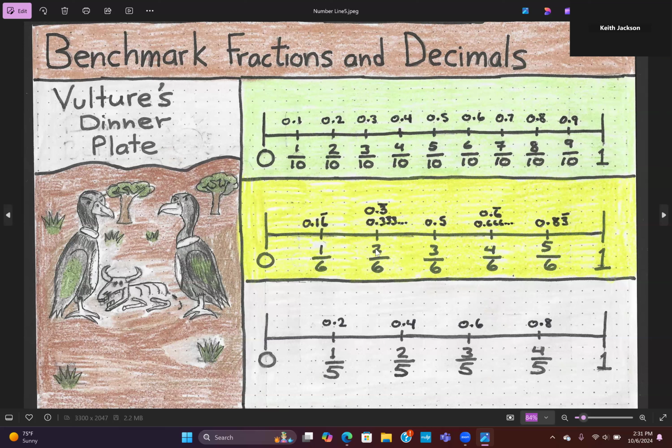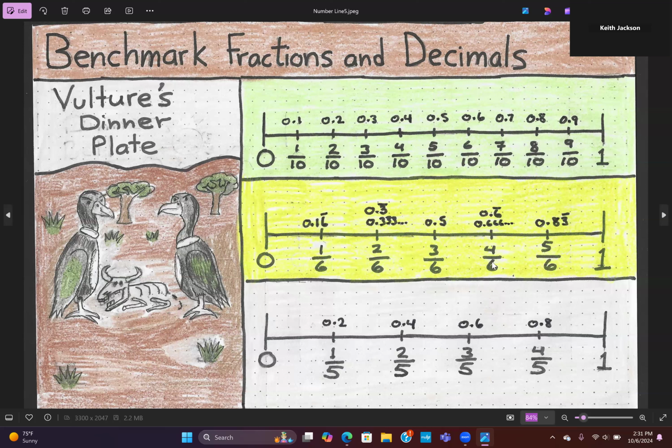Okay, and let's take a look at 2/6, which is the same as 1/3. And you can see that because its decimal equivalent is 0.333. Or if you don't want to say all those threes, just put a bar over the three to let us all know that it is a repeating decimal.